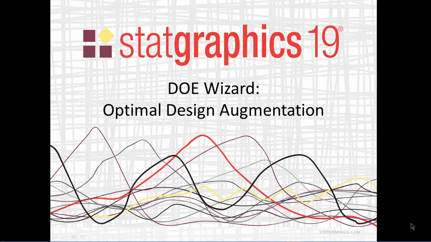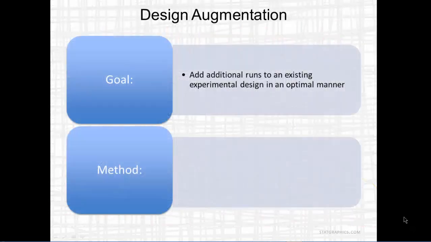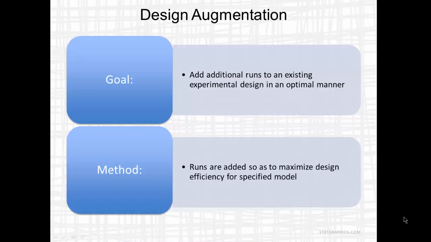This video describes a new feature added to the DOE wizard in Statgraphics 19 for optimal design augmentation. This feature lets you add additional runs to an existing experimental design in an optimal manner. Runs are added so as to maximize design efficiency for a specified model.